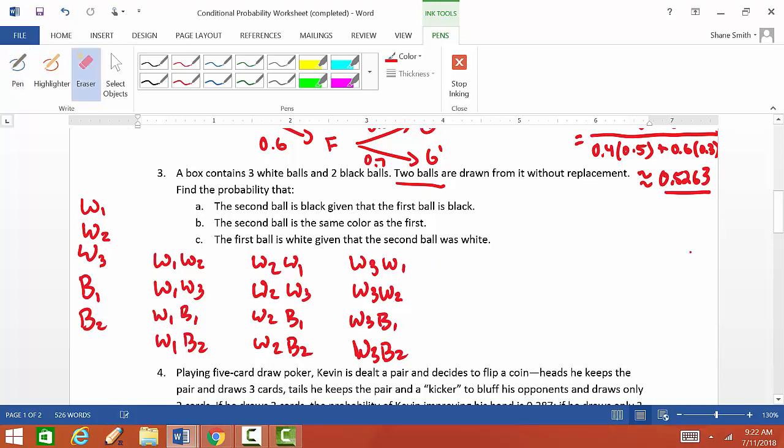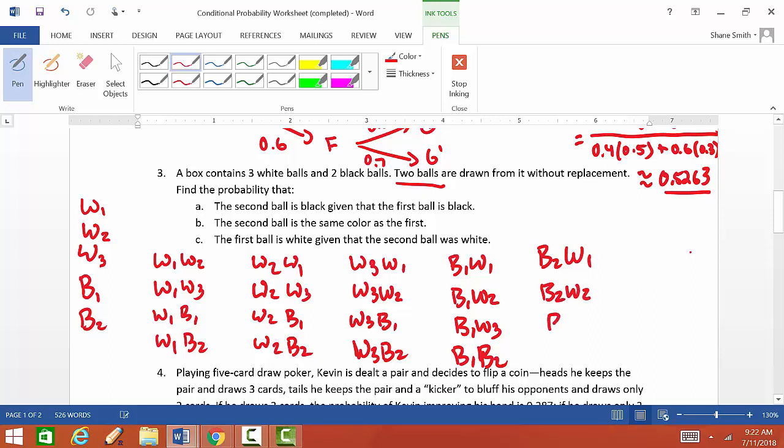And then we start with the black ones. Black 1, white 1, black 1, white 2, black 1, white 3, black 1, black 2, black 2, white 1, black 2, white 2, black 2, white 3, black 2, white, or black 1.